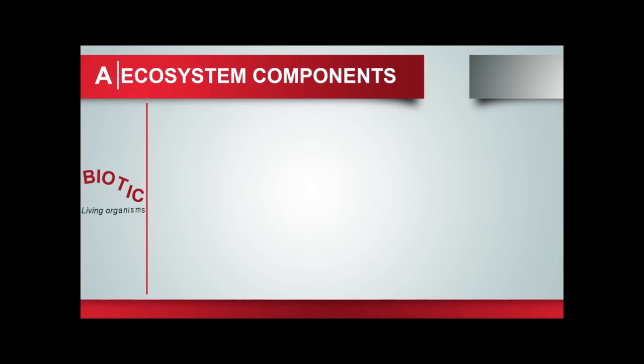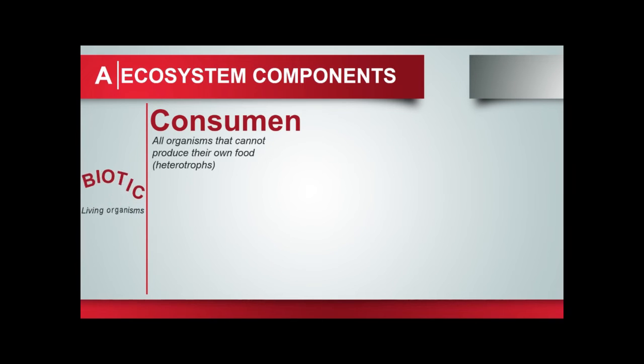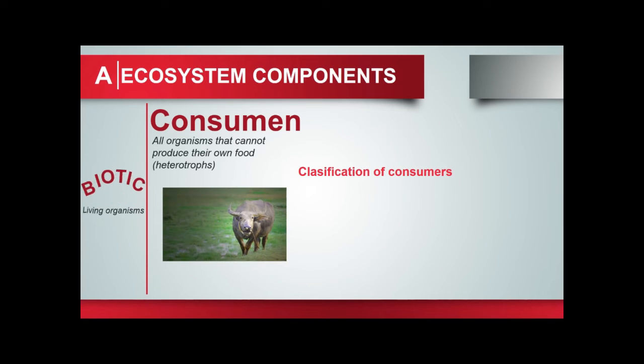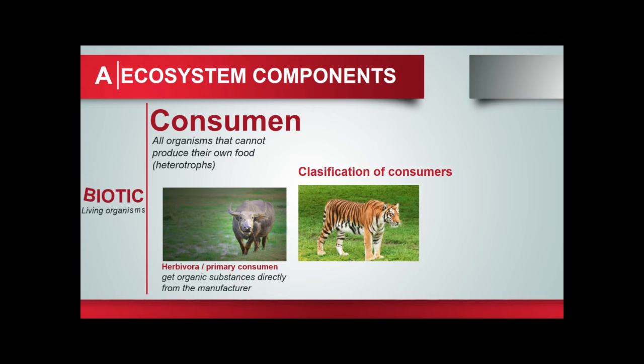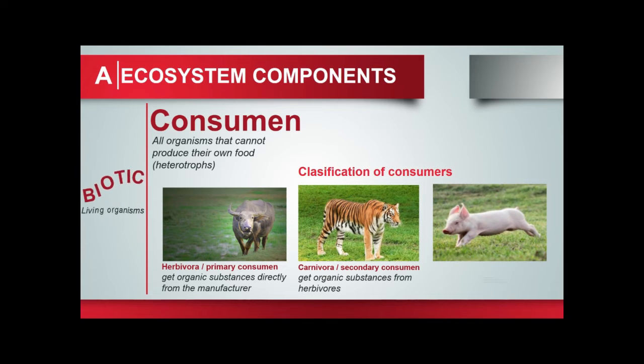The second component of biotic is consumer. Consumers are all organisms that cannot produce their own food, also called heterotrophs. The classification of consumers: First, herbivore, or primary consumer, gets organic substance directly from the producer. Second is carnivore, which gets organic substance from the herbivore. And the third is omnivore, which gets organic substance from both producers and consumers.